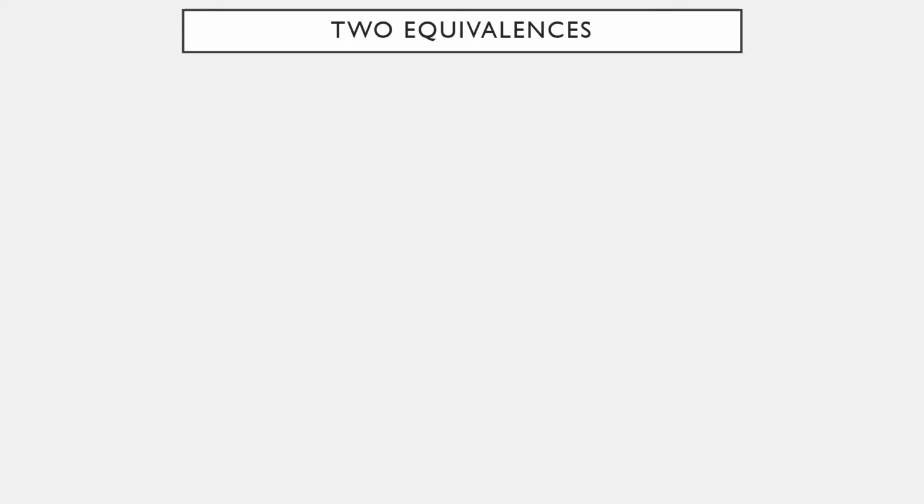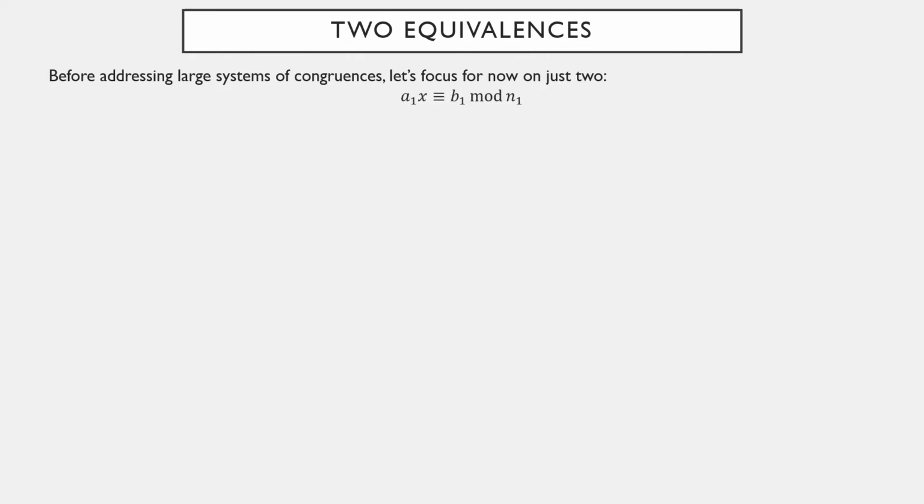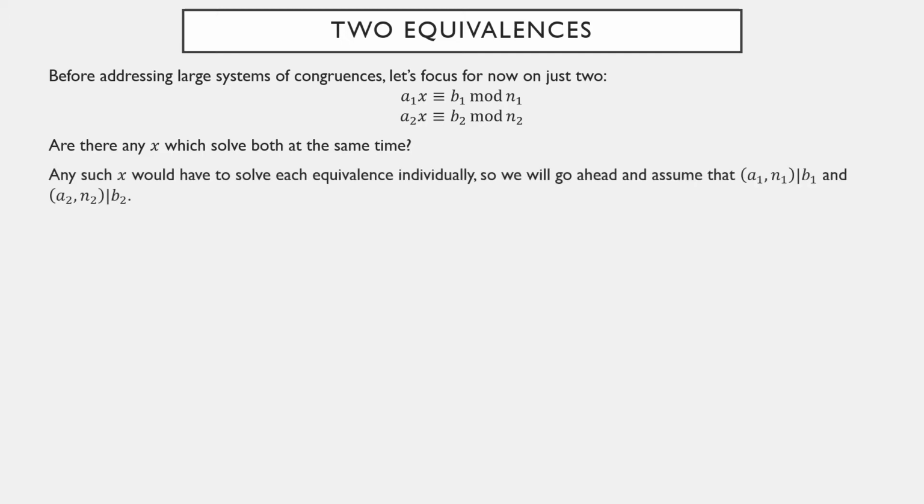Now, before tackling this very general problem of lots and lots of linear equivalences, let's just suppose we have two of them. So we want a1x to be equivalent to b1 mod n1, and we also want a2x to be equivalent to b2 mod n2, and that's it. Are there any x's that solve both at the same time? Before trying to solve many equivalences, let's see if we can at least figure out how to deal with just two of them. Well, any x would have to solve each equivalence individually, right? If one of these equivalences has no solutions at all, then I'm certainly not going to find something that solves both of them. So let's go ahead and assume that each equivalence has solutions on its own.